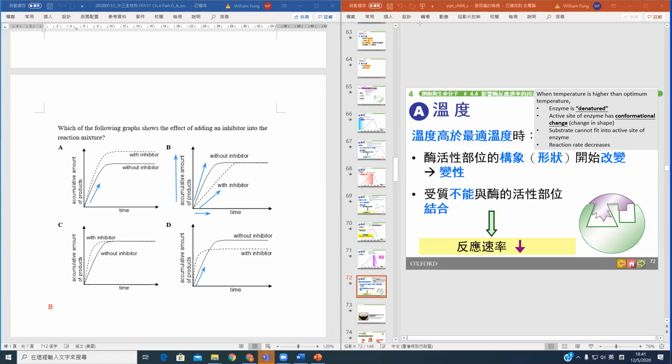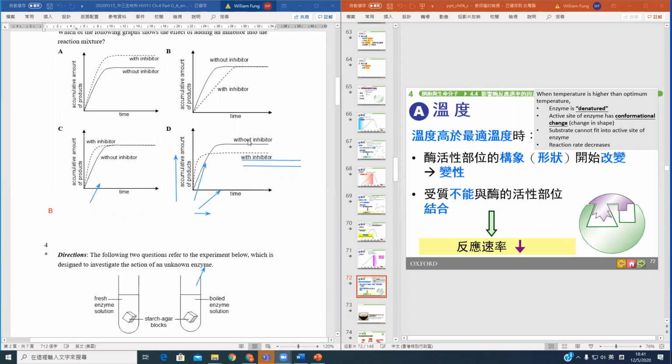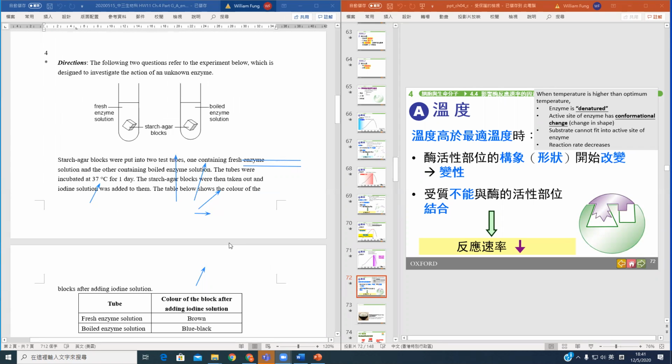But what is the answer? At last, you should see that both setups, with or without inhibitor, their final amount of products should be the same. Since we have the same amount of substrates, the enzyme just converts them slowly when inhibitor is added. But at last, everything is converted into products, so the amount of products should be the same. So the answer is B. Question 3 is B.